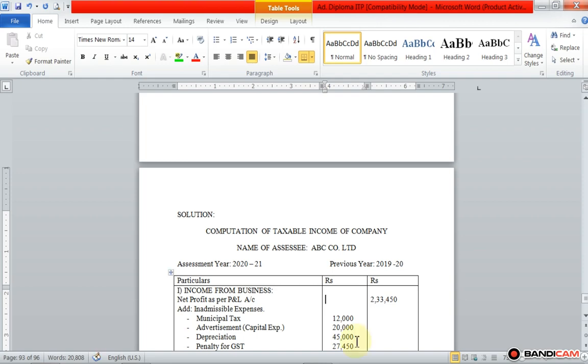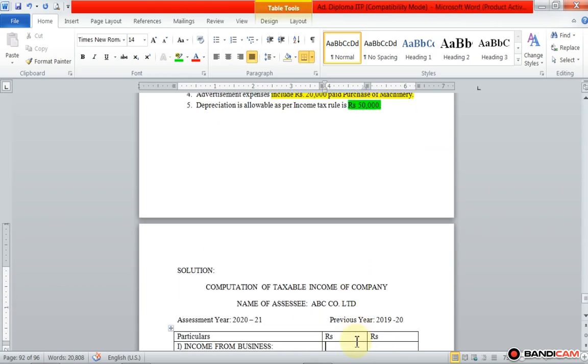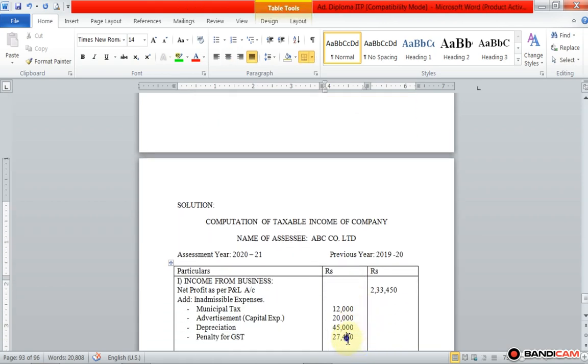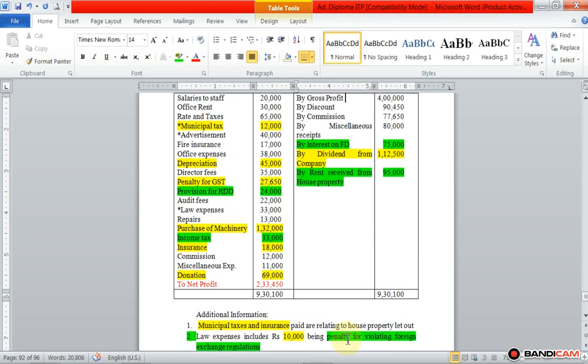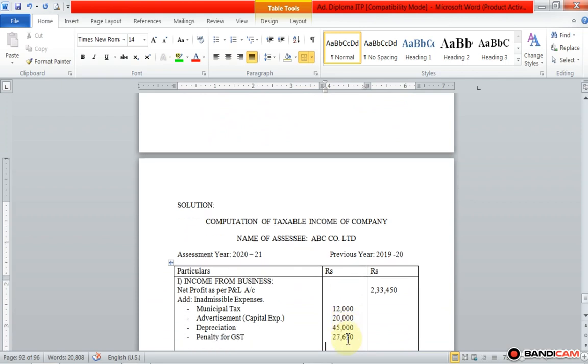27,450. Okay, then sorry, 27,650. Okay, not 450, 650. Then provision for RDD, all provision reserves are disallowed, 24,000. Here provision for RDD amounted to rupees 24,000.